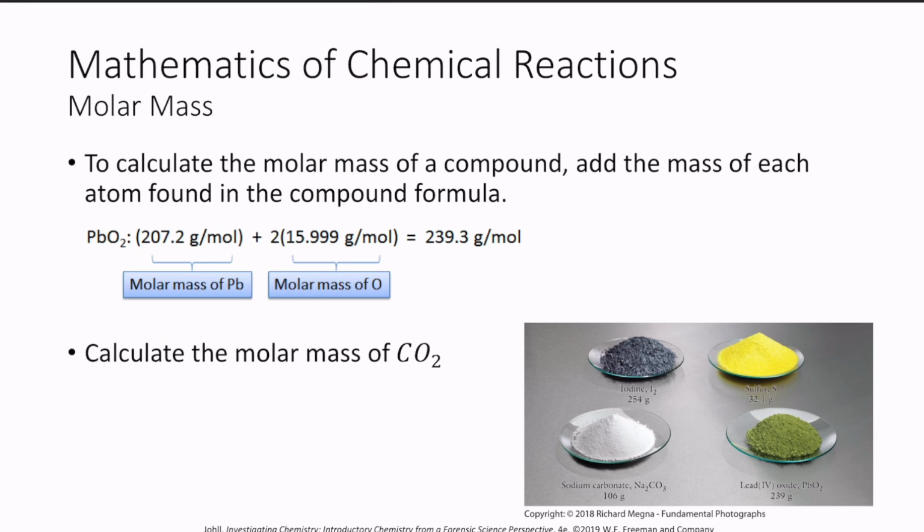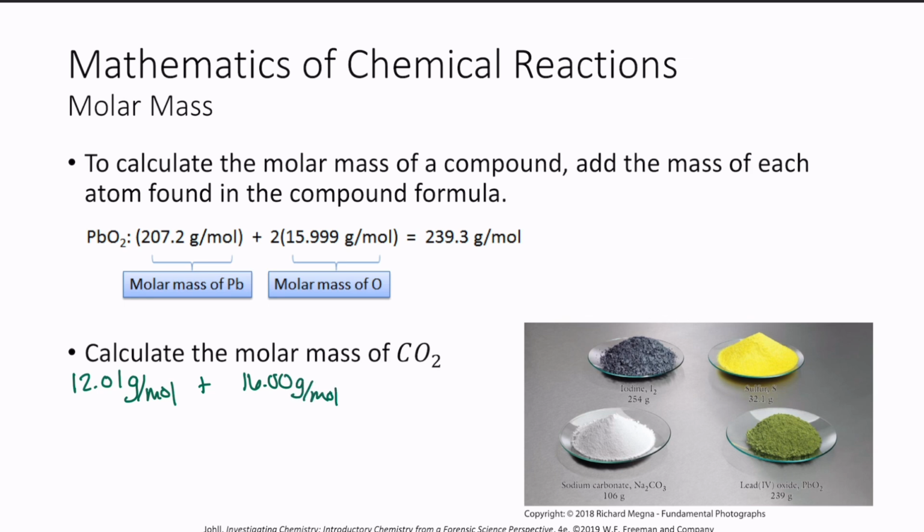We want to calculate the molar mass of carbon dioxide, CO2. So I'm going to look at my periodic table. I'm going to find carbon, and I see the mass of carbon is 12.01 grams per mole. How many carbon do I have in my compound? I have 1, so I am just going to leave it as 12.01. And then I'm going to add that to the mass of my oxygen. Now, if I look at my periodic table, the mass of my oxygen is 16.00 grams per mole.